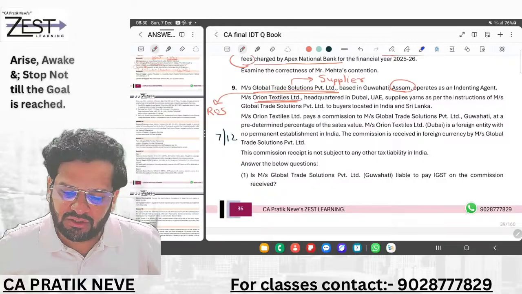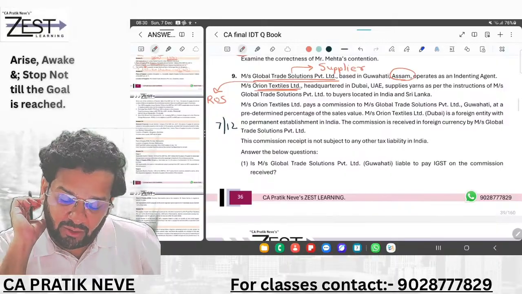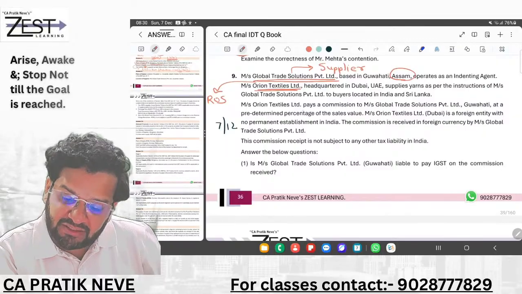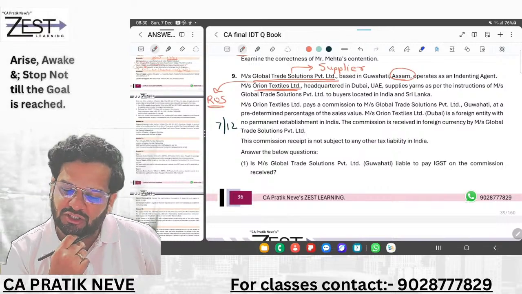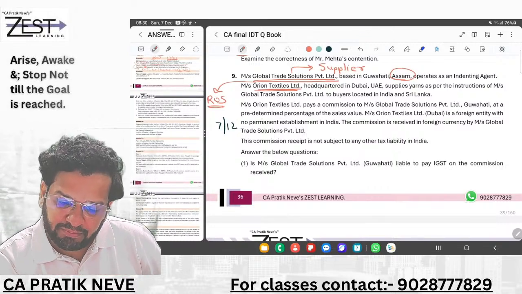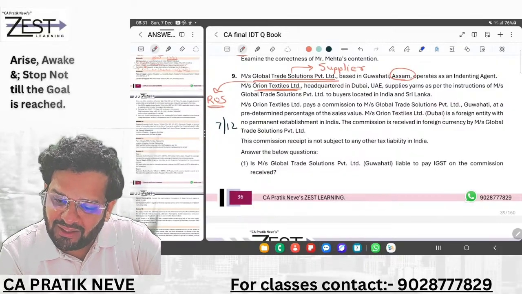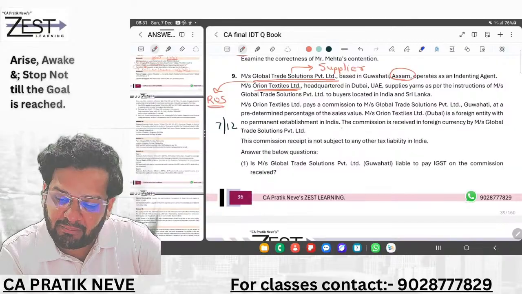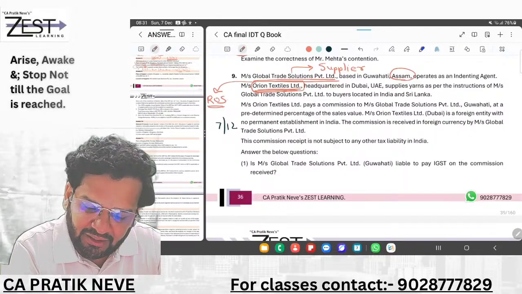So Global Trade Solutions Private Limited operates as an indenting agent. Okay. Orient Textiles, headquartered in Dubai, supplies yarns. That's fine. Messrs. Orient Textiles pays the commission. That's why it has become the recipient of supply. And the supplier is Global Trade Solutions Private Limited, at a predetermined percentage of sales value. Orient Textiles Limited, Dubai, is the foreign entity with no permanent establishment in India. So in short, Orient Textiles Limited is of UAE, Dubai.